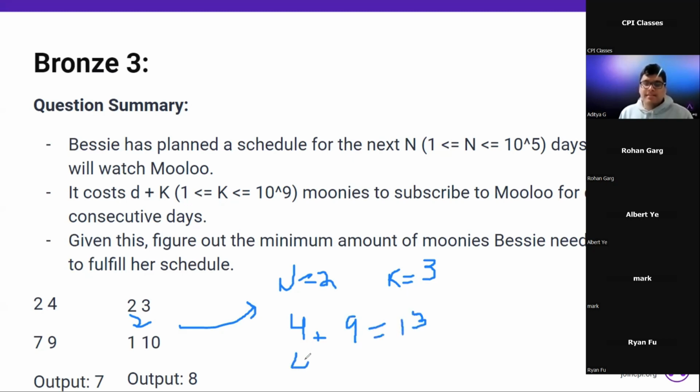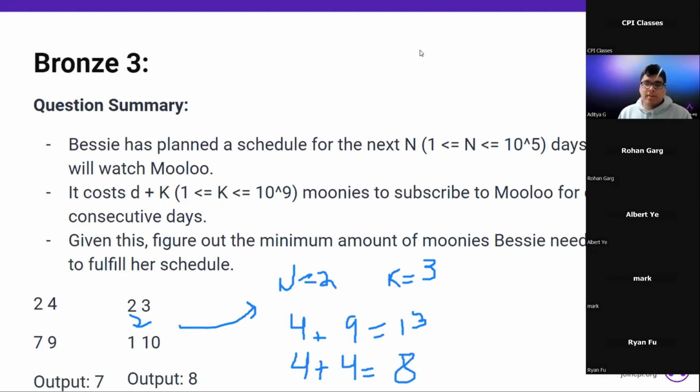But in this case, since the 10th day is so far away and K is low, we can get rid of the subscription and then rebuy it on the 10th day. So we would pay $3 as the base fee plus $1 for the 10th day, or 1 Moonie, which is 8.